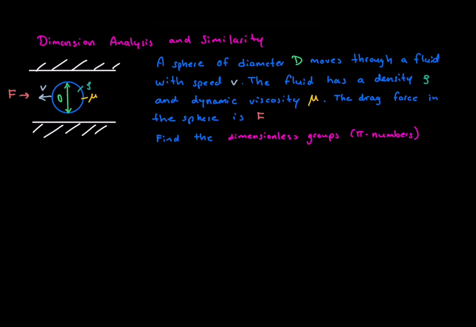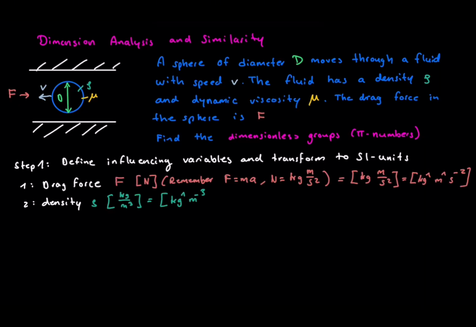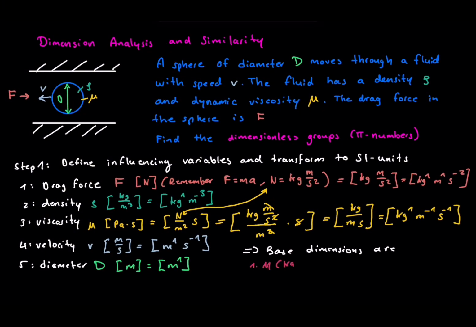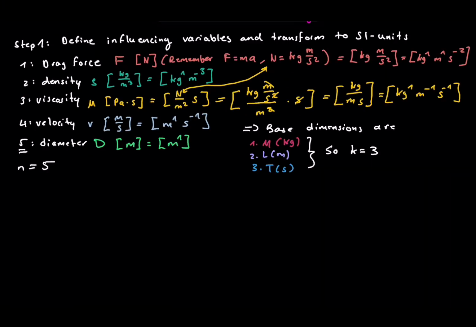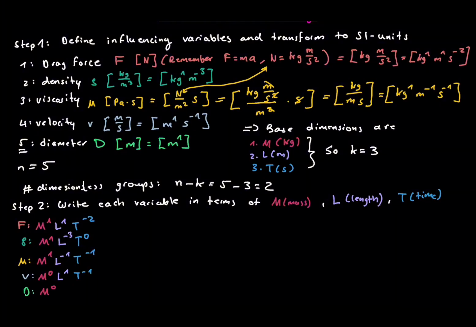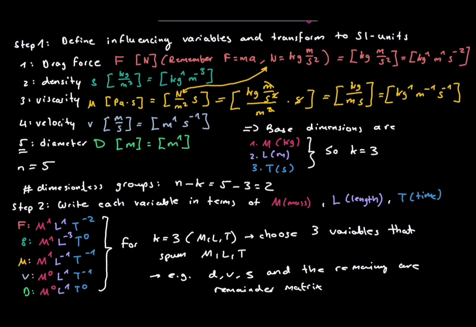This step is crucial. Force is kilograms meters per second squared. Density is kilograms per meter cubed. Dynamic viscosity is kilograms per meter per second. Velocity is meters per second. Diameter is meters. Now every variable speaks the same language: kilograms, meters, and seconds.